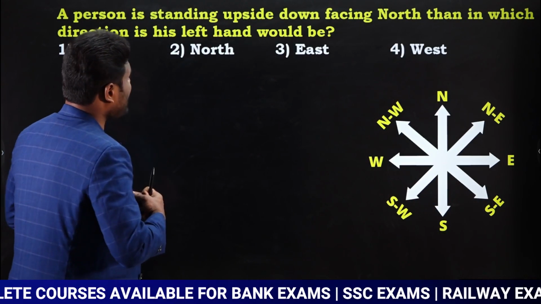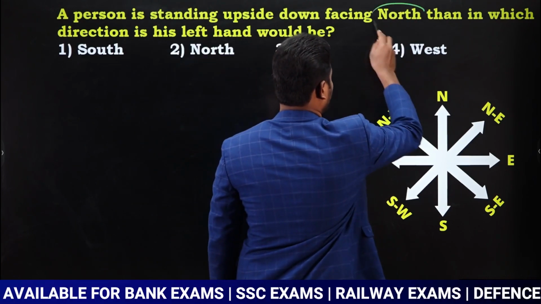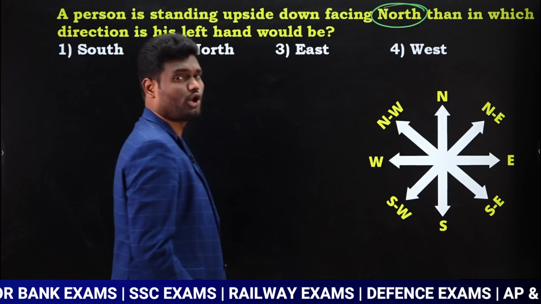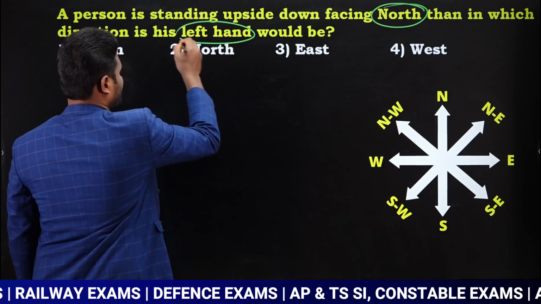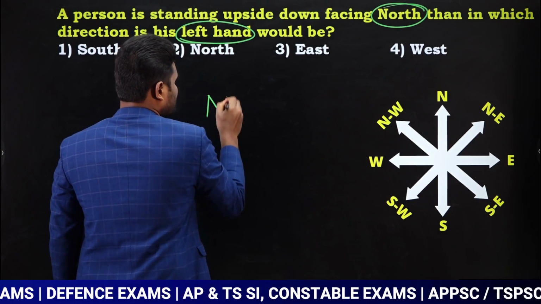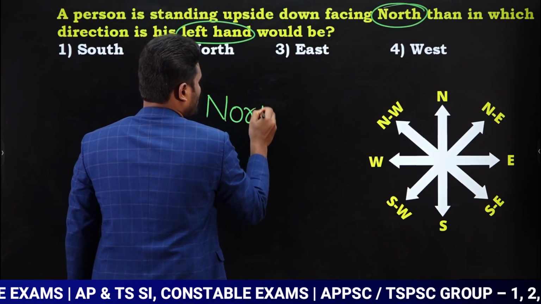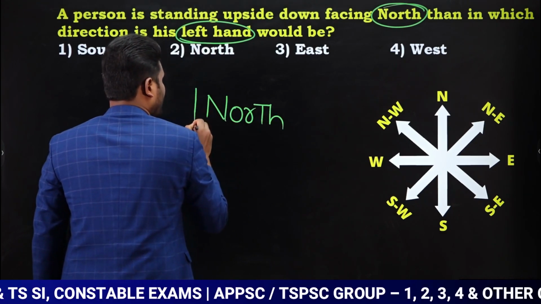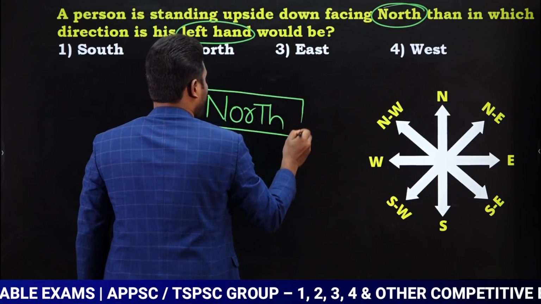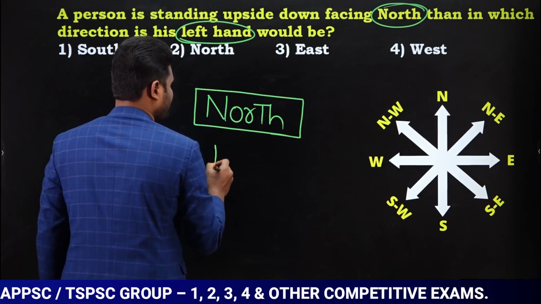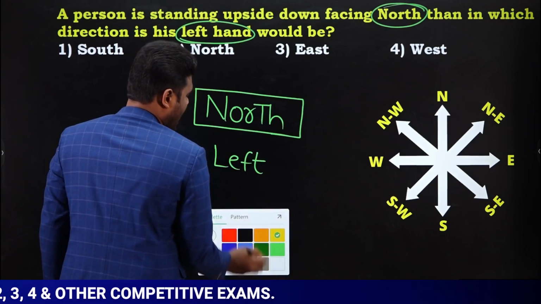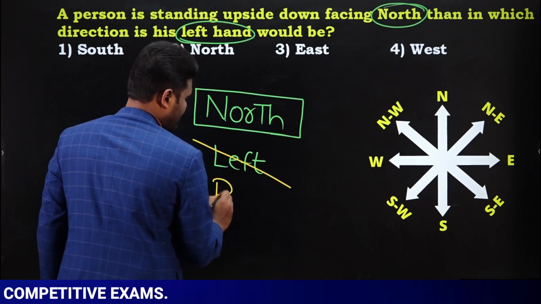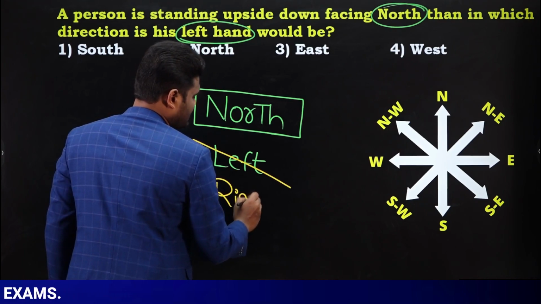A person is standing upside down facing north. Look here. Here the person is facing towards north direction. Then which direction is his left hand facing? Look here. Direction given is what? Direction given is north direction. Yes or no? Hand. What is the hand they have given? They have given us to find the left hand. But what I told you? I told you to check the right hand. Just reverse, I told you. Yes, check the right hand.